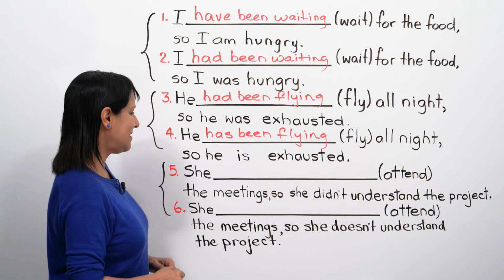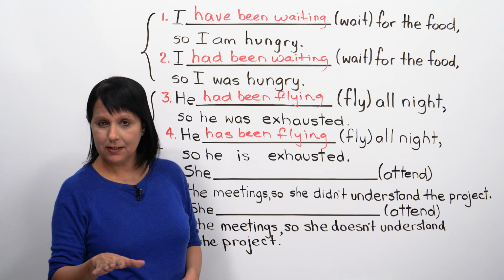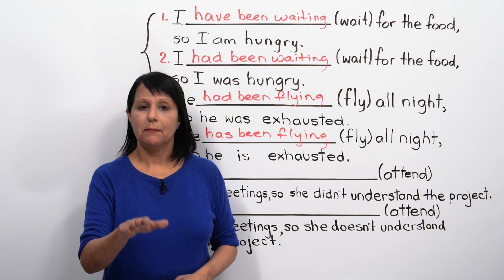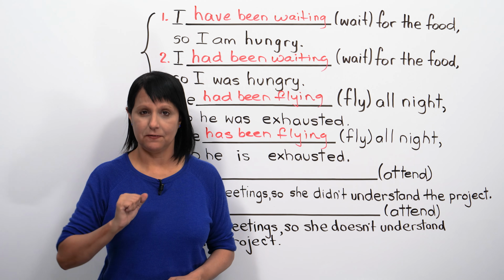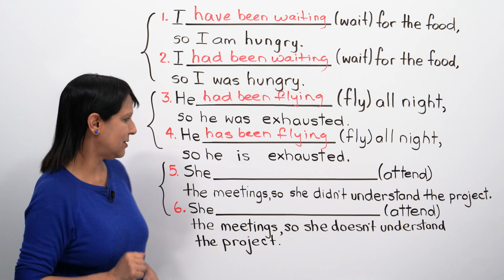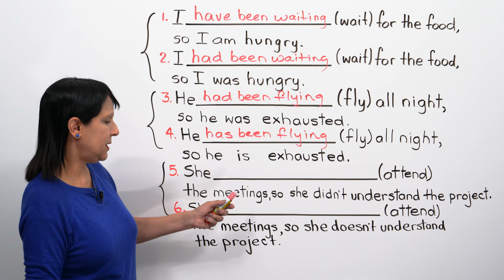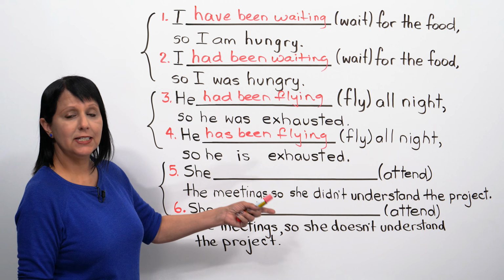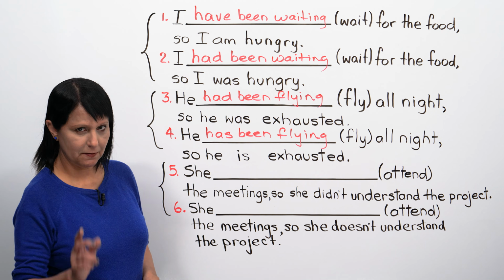All right. Now let's look at number 5 and 6. Now we're going to do the same thing. Choose one of those tenses, but we'll take it one step higher. We're going to make it a negative sentence. Okay? Let's look at the example. She attend the meetings, so she didn't understand the project. Make this part negative. Okay?